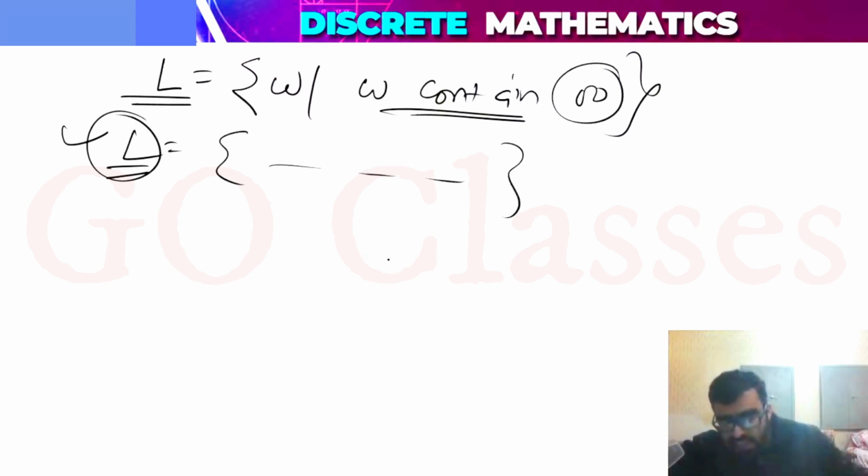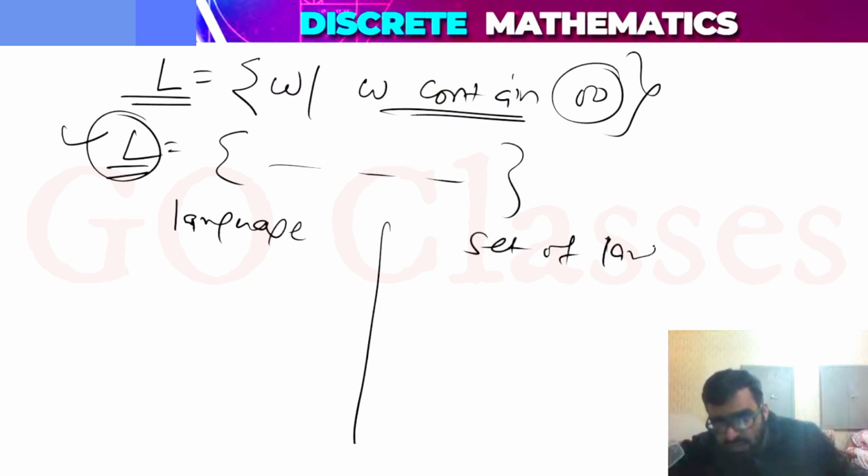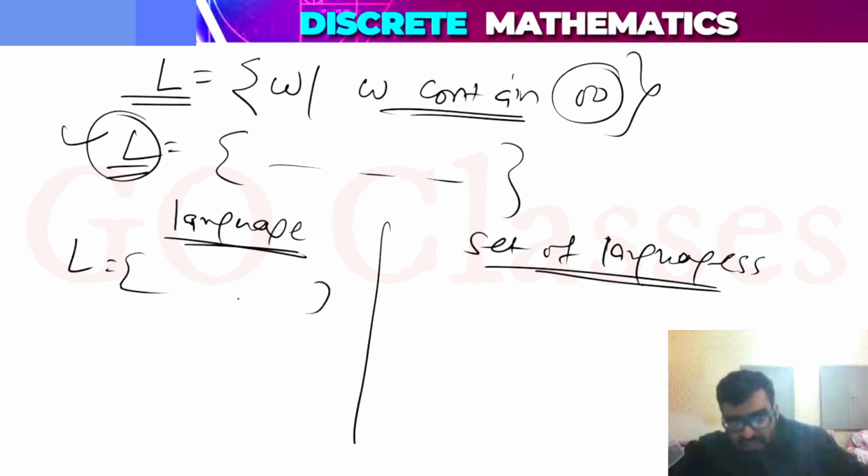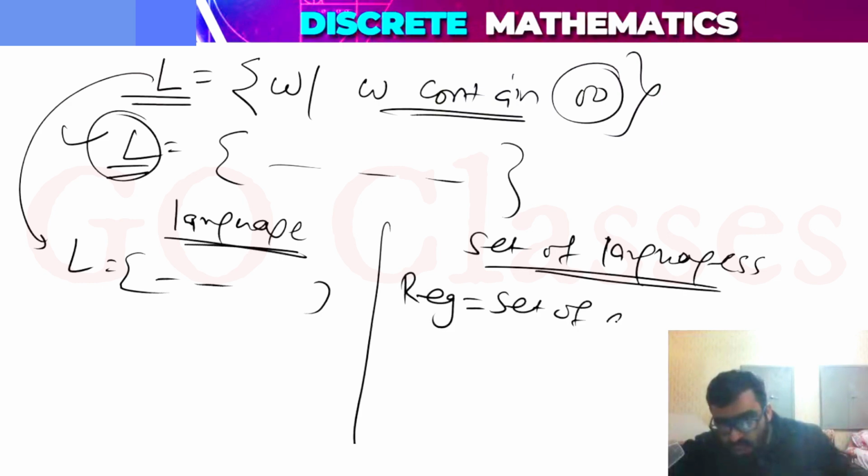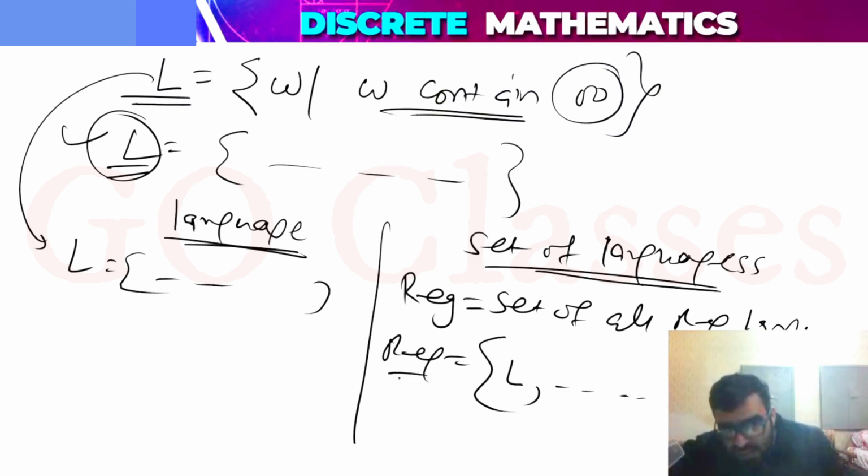Now there is something called a language and there is something called a set of languages. This L is a language. And a set of languages, for example, is the set of all regular languages. Let's assume REG is the set of all regular languages. In this REG you have L and other languages. You have L also, because L is a regular language.